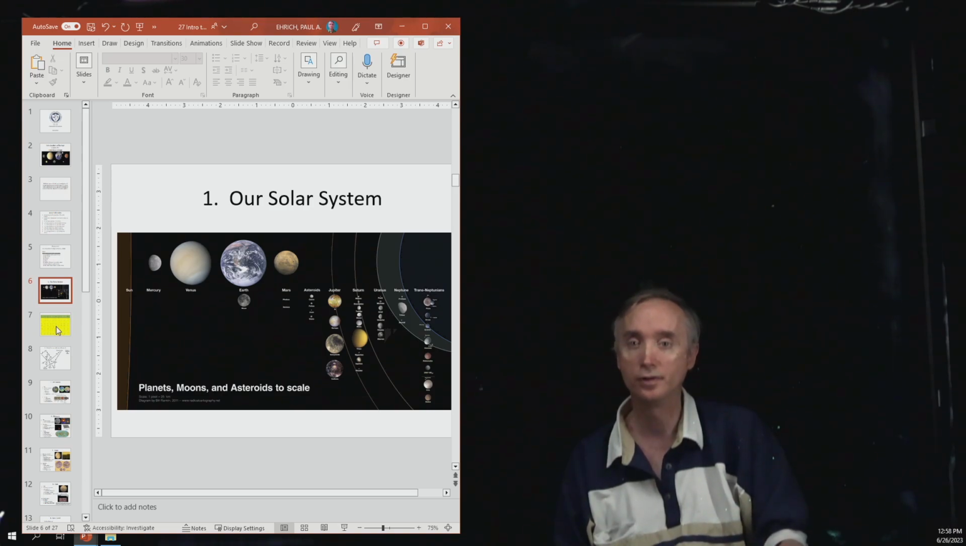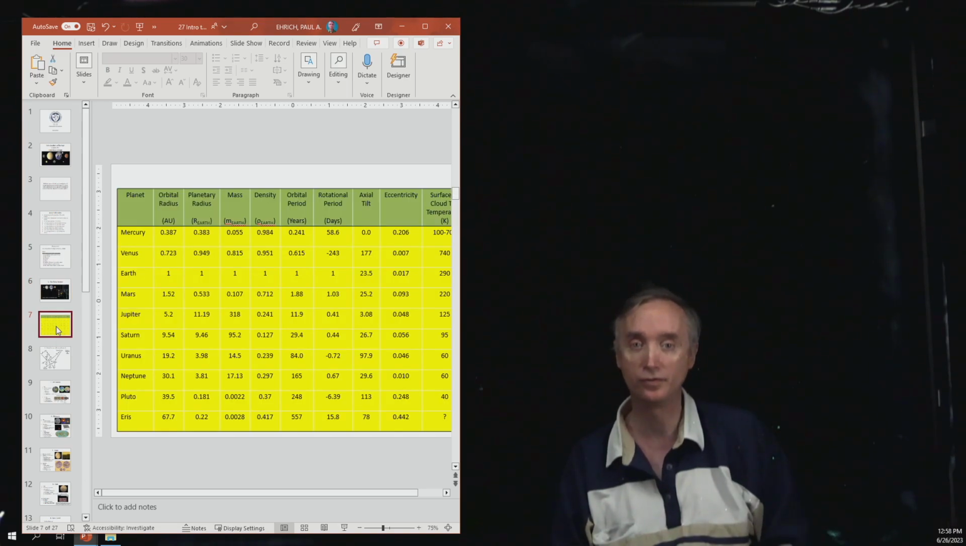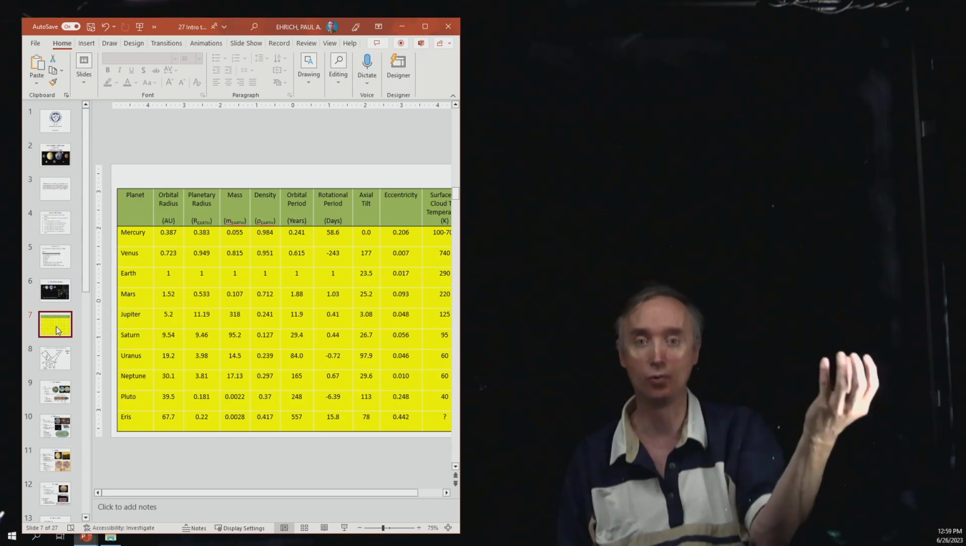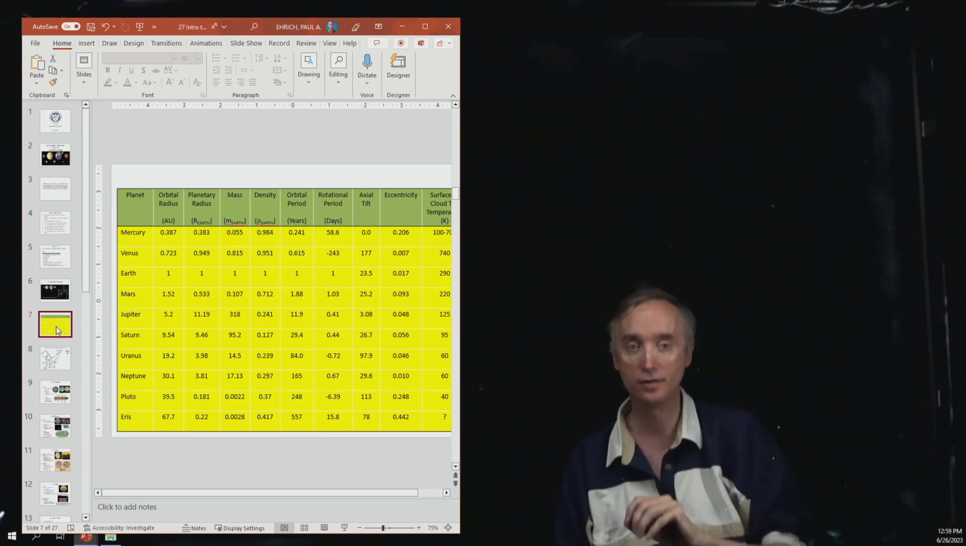So here are some facts and figures about the different objects in our solar system, talking about what their mass is relative to the Earth, what their diameters are relative to the Earth, what their densities are relative to the Earth, and then how long it takes them to spin, and how long it takes them to orbit. So all of this information is given in this chart.